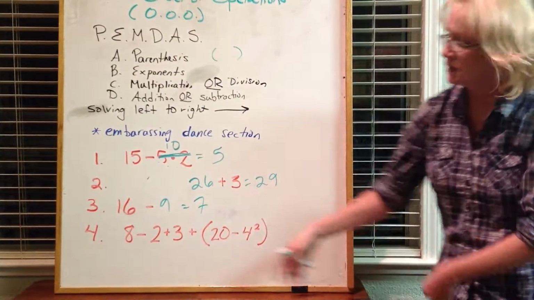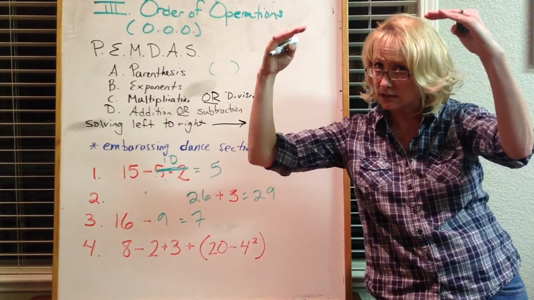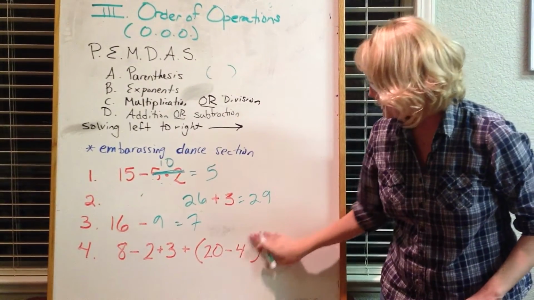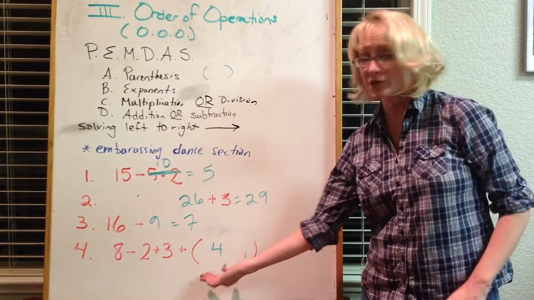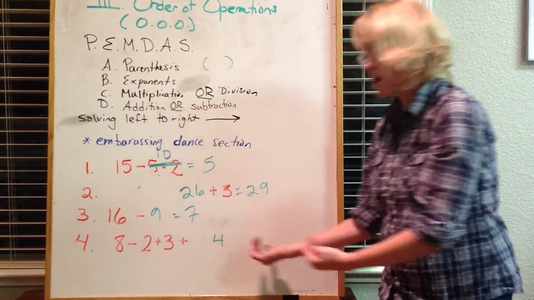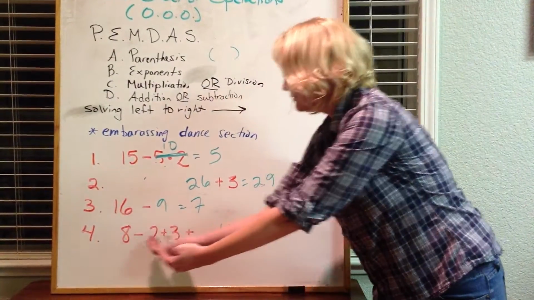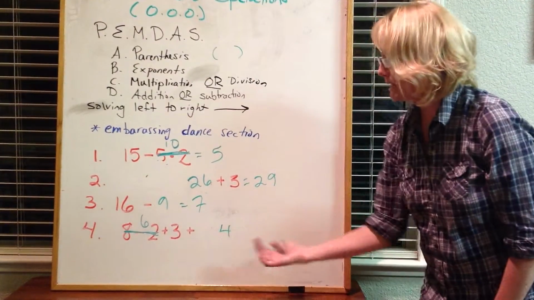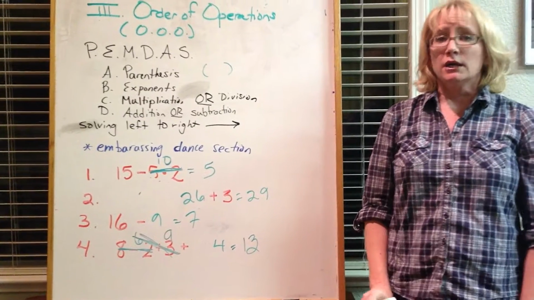Here's our last one, it's our big one. 8 minus 2 plus 3 plus parentheses 20 minus 4 squared. So first we do our parentheses. Now we look inside the parentheses. Should we subtract first or should we do the exponent first? We should do the exponent first. 4 squared is 16. 20 minus 16 is 4. Is there anything else to do in the parentheses? No. So we're going to erase them. Now we're going to move again from left to right. Do we have any parentheses? No. Any exponents? No. Multiplication or division? No. So now we do addition or subtraction, moving from left to right. Here we have a subtraction. 8 minus 2 is 6. So now we keep going left to right. 6 plus 3 is 9. And 9 plus 4 is 13. Okay. Yay.